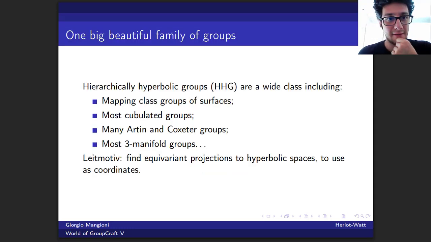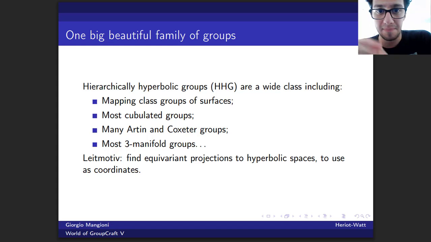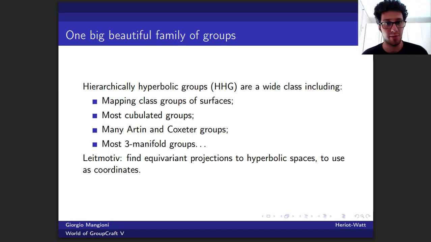So, first of all, what is hierarchical hyperbolicity? It's a class of groups, pretty wide. They include mapping class group surfaces, a lot of cubulated groups, a lot of Artin and Coxeter groups, a lot of three manifold groups, and they all come with the property of having some equivalent projection to some hyperbolic spaces, which one can use as coordinates.